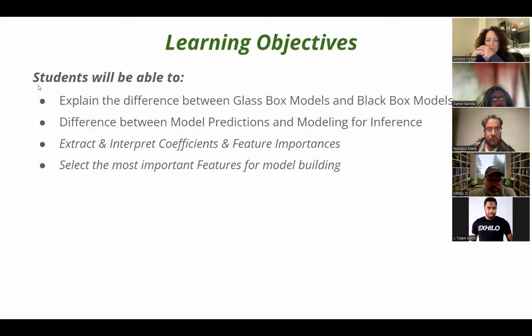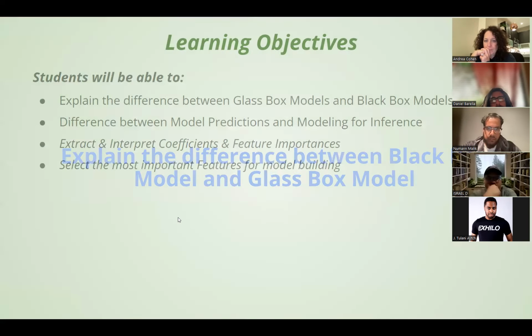Today's learning objectives are, students, you will be able to explain the difference between glass box models and black box models, the difference between model predictions and modeling for inference, extract and interpret the coefficients and feature importances, and select the most important features for model building. So these are the topics you are going to learn today. After this lesson, you will do all these things.